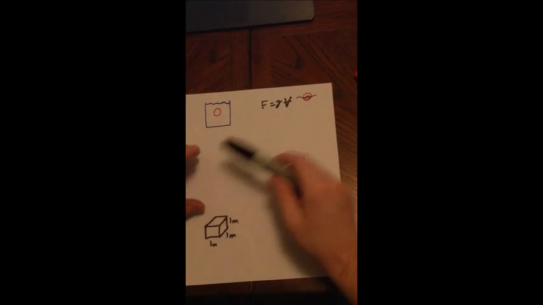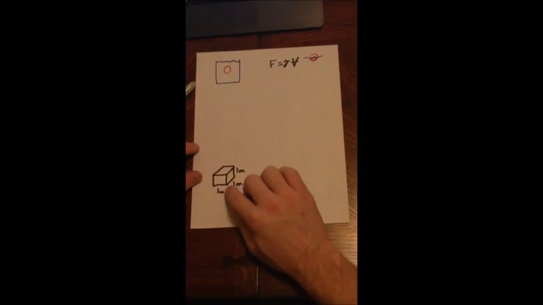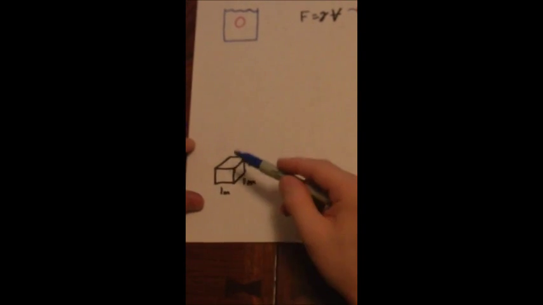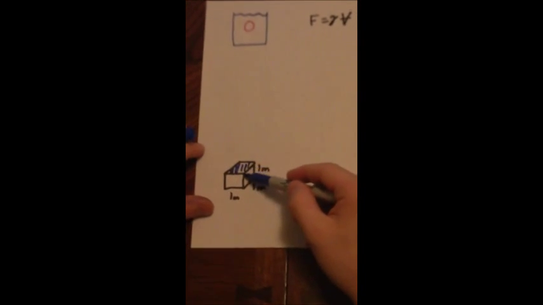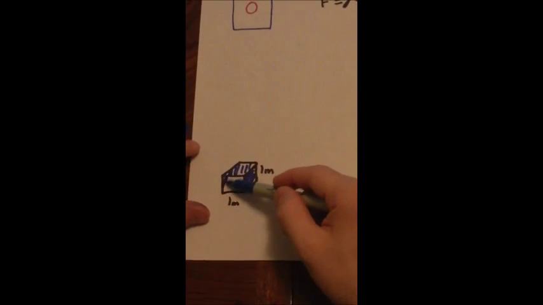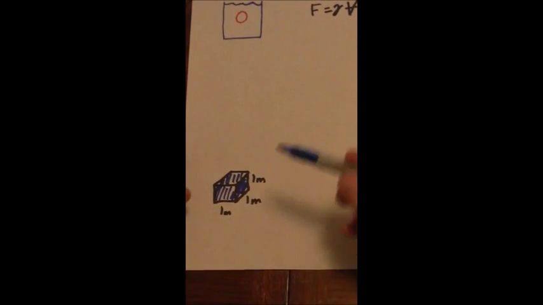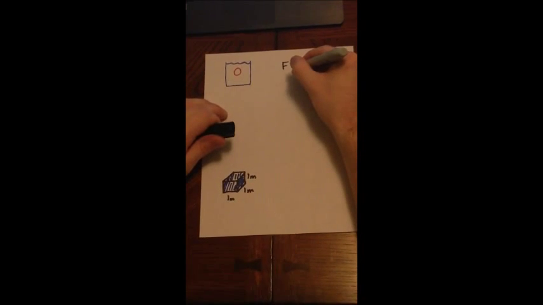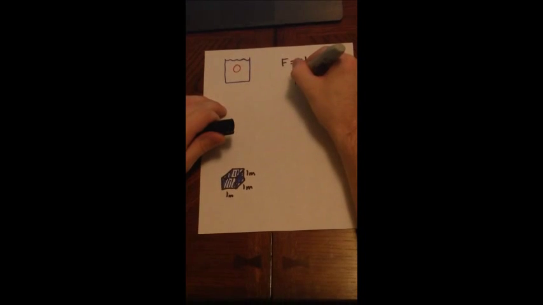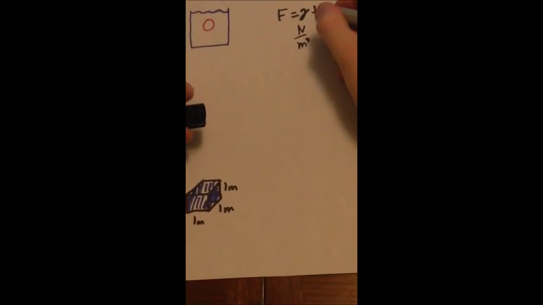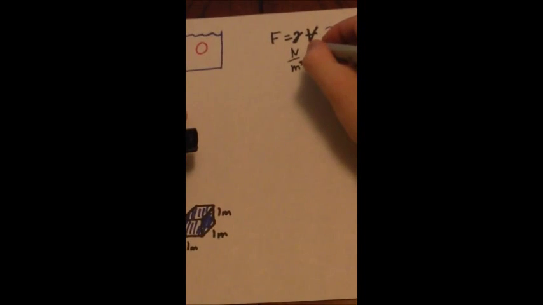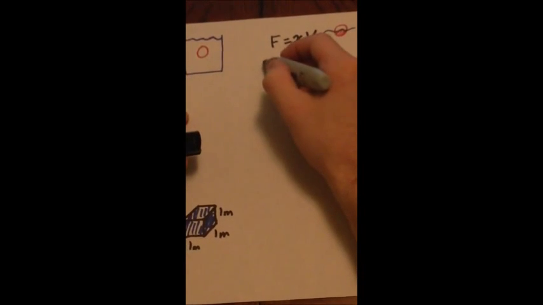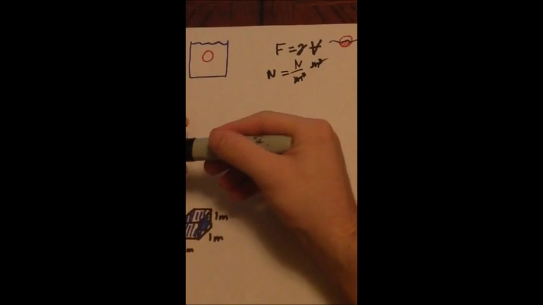Gamma, the specific weight, is calculated by taking the weight of 1 cubic meter of the liquid. So it's really just weight per unit of volume. The units of gamma are going to be newtons per meter cubed. The volume is going to be in meters cubed. These are going to cancel, and they're going to give us a force in newtons.